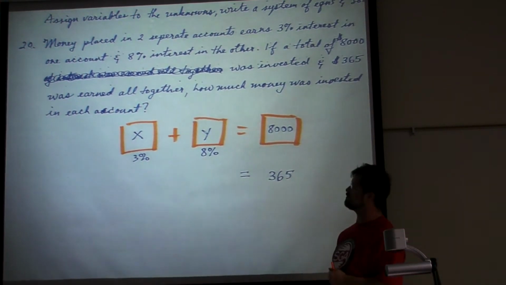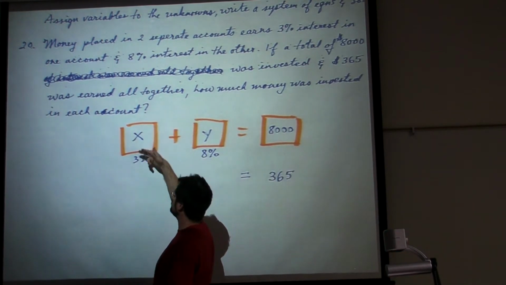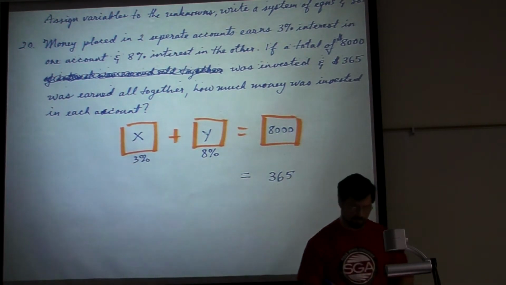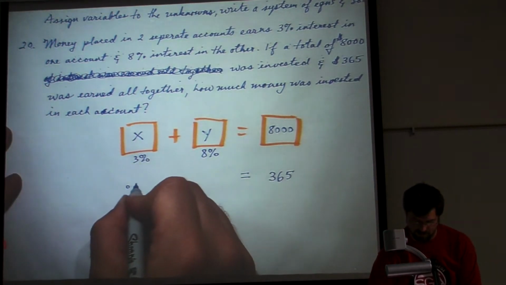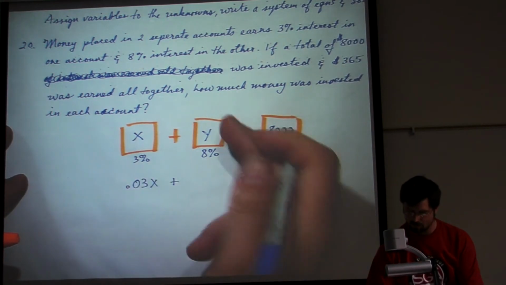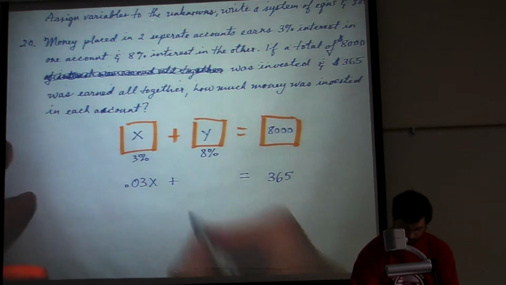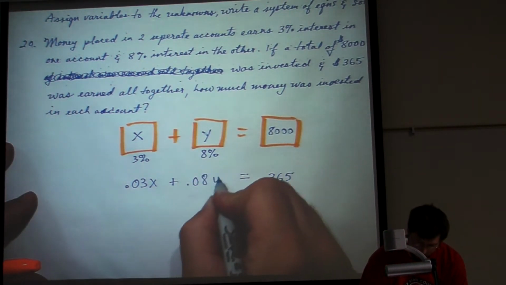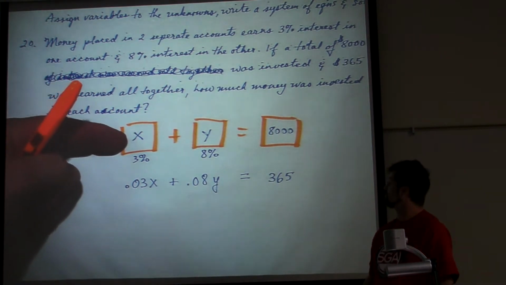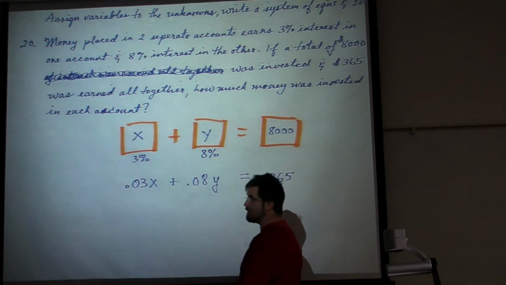How did we earn the interest? We got it by the principal multiplied by the interest rate. So we got 3% of whatever we put in X to contribute to that interest. So this is 0.03 times X. On Y dollars, we were earning 8%. So that's 0.08 Y. And now we have two equations. We have X plus Y equals $8,000. And we have 3% of X plus 8% of Y came out to 365.